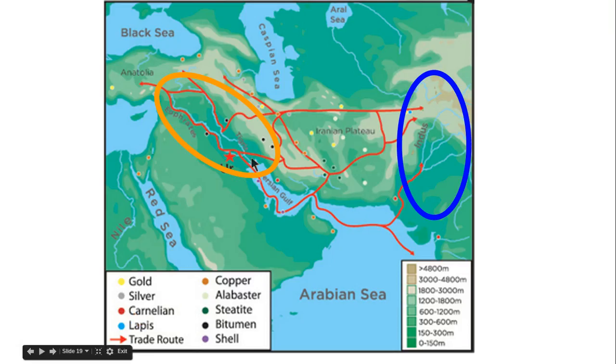The orange circle is Mesopotamia, and the blue circle is the Indus Valley. You can see that from Mesopotamia, they were able to go through the Persian Gulf into the Arabian Sea and up the Indus River to reach these people. Same way, right back at them, Indus Valley people went back through the Arabian Sea up the Persian Gulf to reach the Tigris and Euphrates, and they were able to trade with one another.